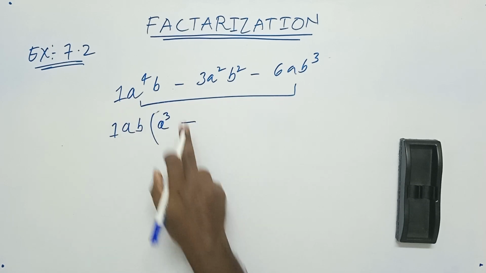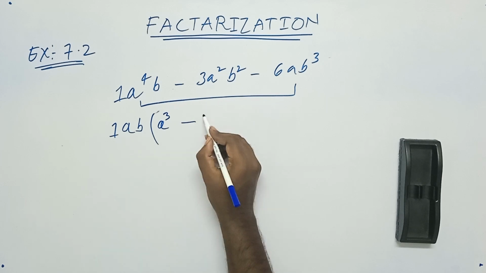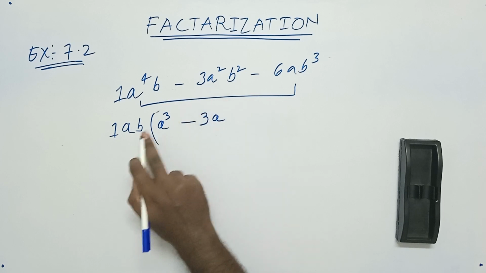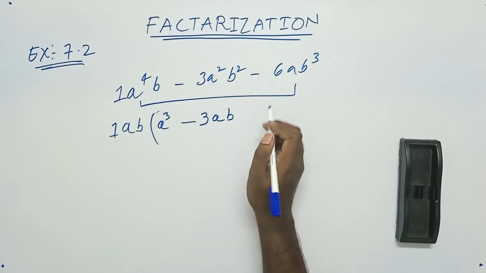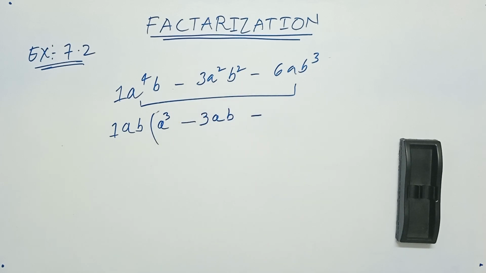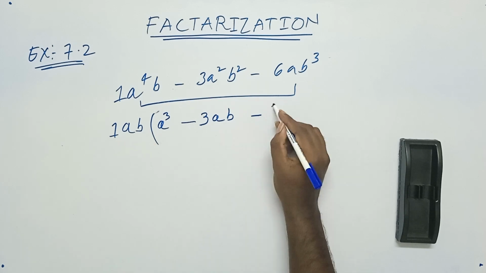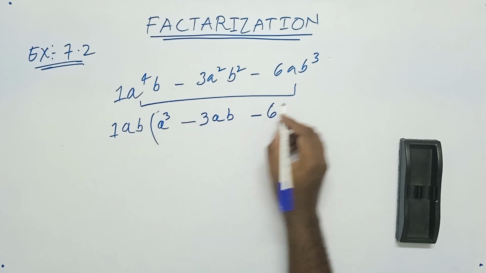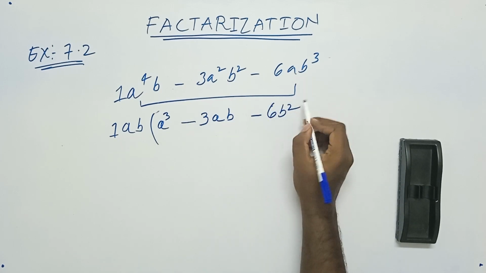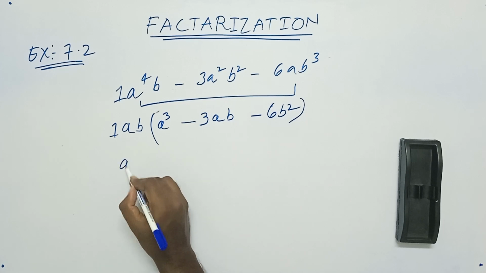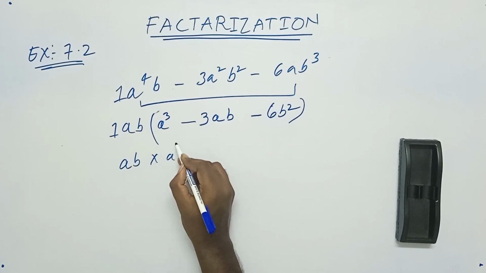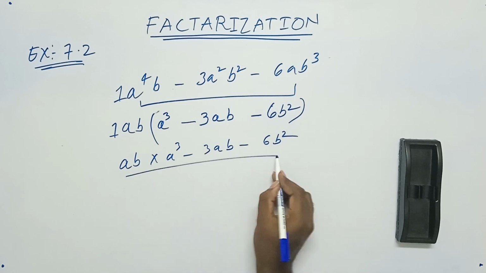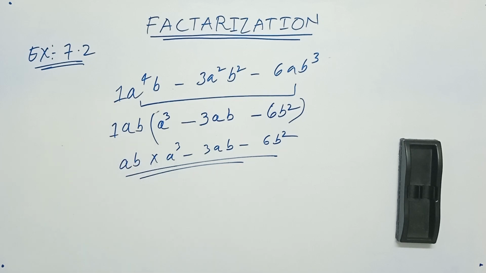So there is a minus sign here, we are going to keep the minus sign. 1 3s are 3, a into a is a square, b into b is b square. Then we are going to keep the minus sign over here. So 1 into 6 is 6, a into 1 is a, b into b square is b cube. So we got the product of factors: ab into a power 3 minus 3ab minus 6b square. So we got the product of factors of the given expression.